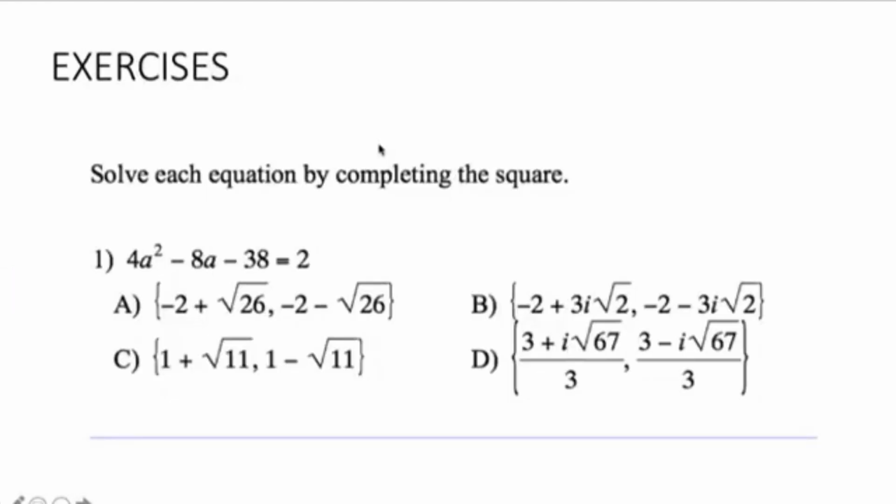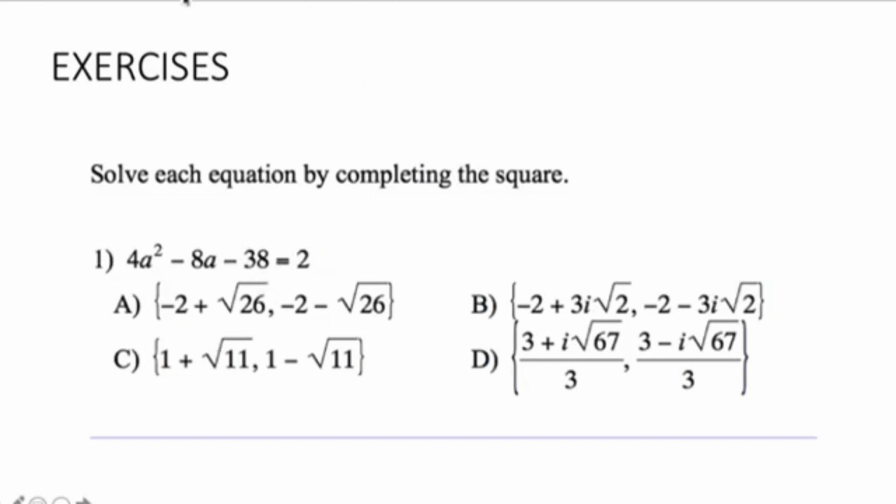For our exercises, I'm going to show you a question. You can pause the video and try to answer it. And then in the next slide, I'm going to show you the answer. So solve this equation by completing the square. You have 4a squared minus 8a minus 38 equals 2. What are the roots? Okay, pause the video.